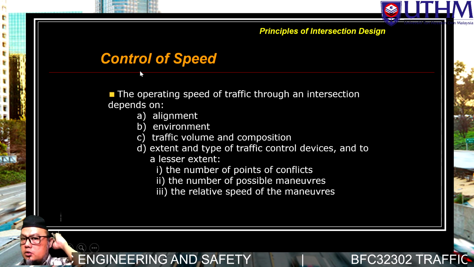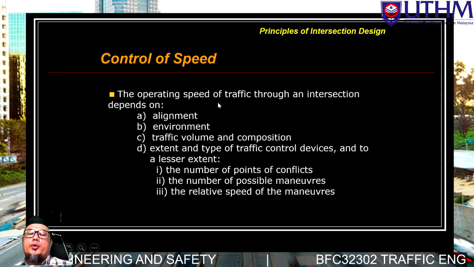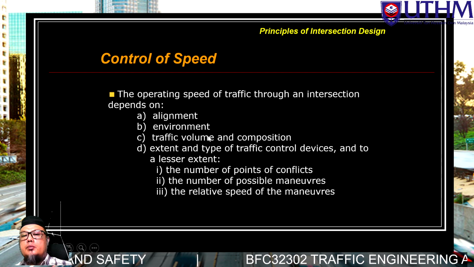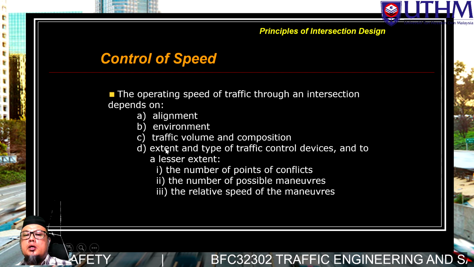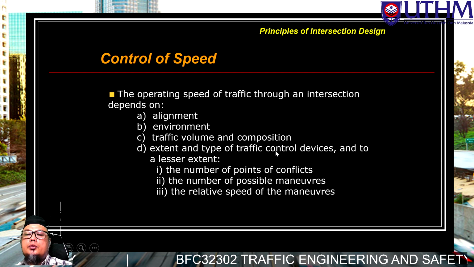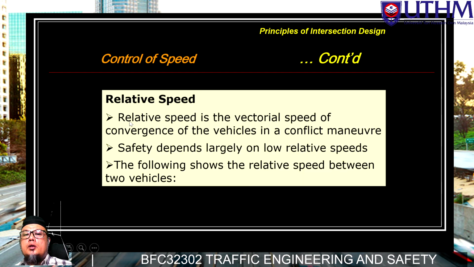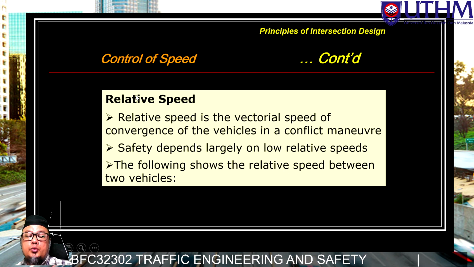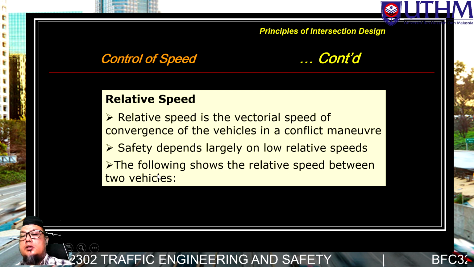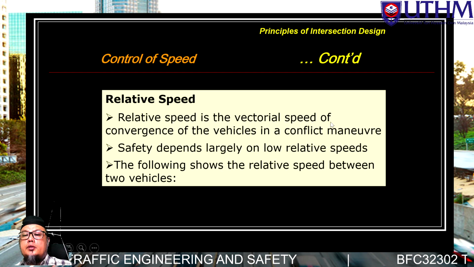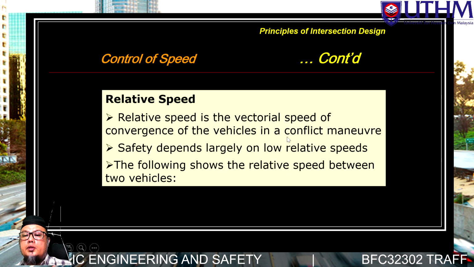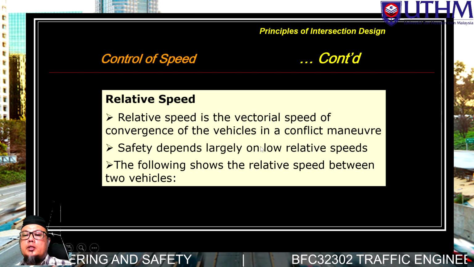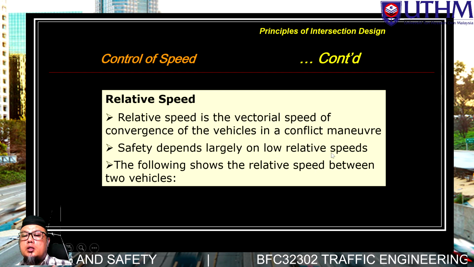Okay, next, control speed. The operating speed of the traffic through an intersection depends on alignment, environment, traffic volume, composition, and the extent and type of control devices. Okay, in terms of control speed, that is the relative speed we have to understand. Relative speed is the vectorial speed of the convergence of vehicles in a conflict maneuver. Okay, safety depends largely on low relative speed.